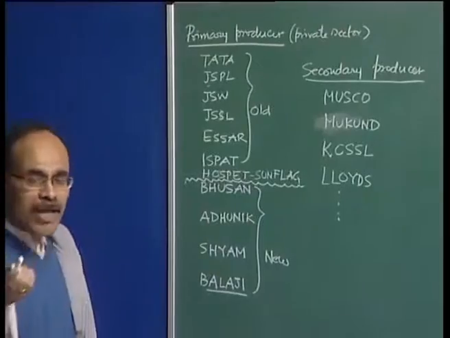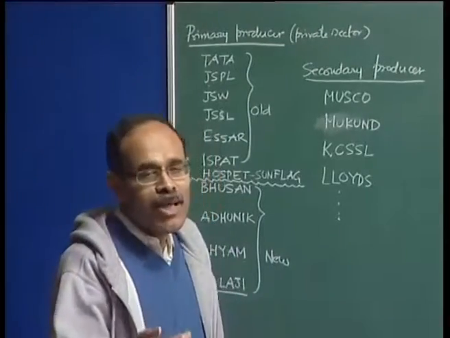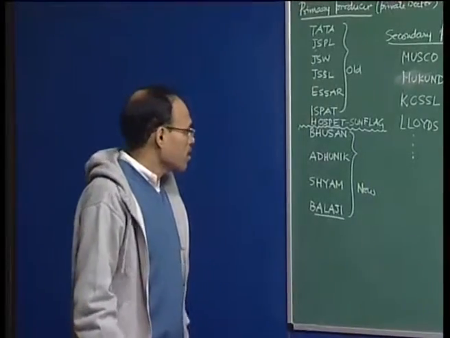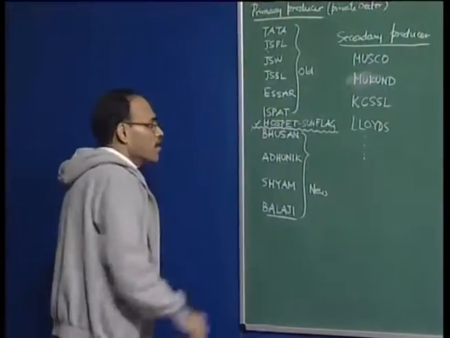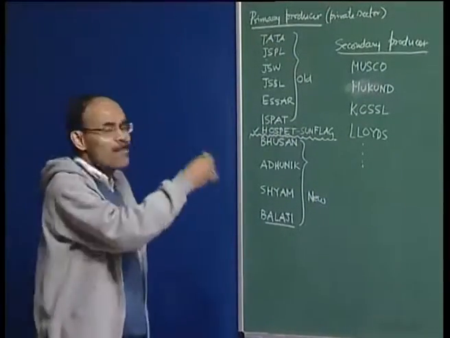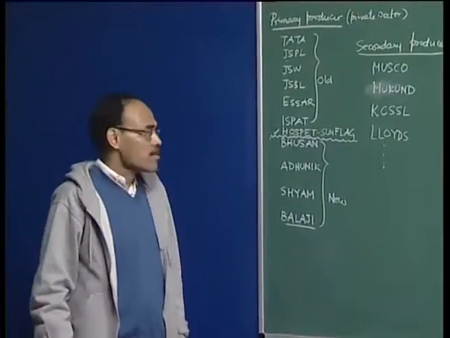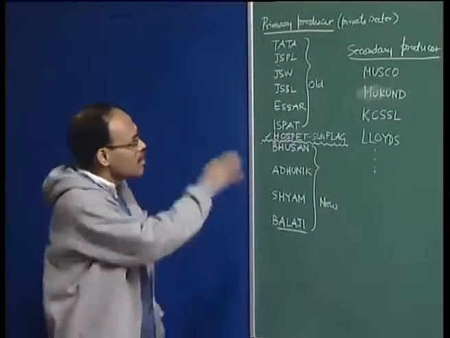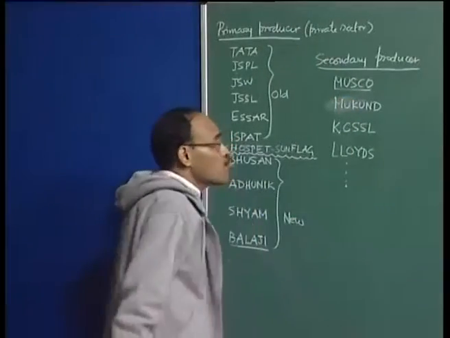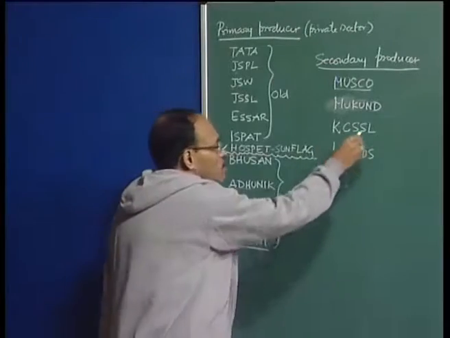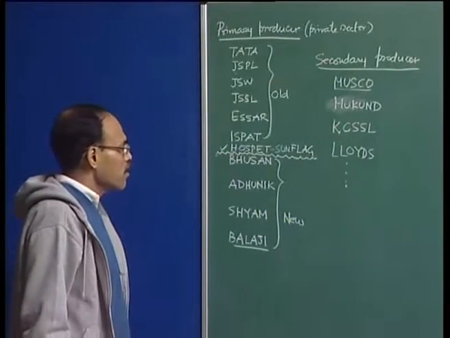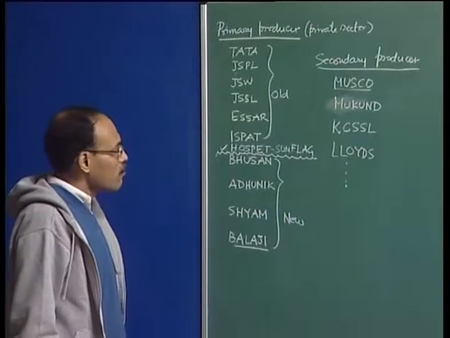When you talk of mini blast furnaces, you must be knowing that mini blast furnaces are about 50 to 300 meter cube. That's the volume of mini blast furnaces. Hospet Steel, for example, has a 350 meter cube blast furnace. And you have many secondary producers also, innumerable secondary producers. It's not possible to list all of them. I have listed some key players. Mukand is one, Mahindra Ugine Steel Company is one, Kalyani Carpenter Special Steel, Lloyds, and there are many other steel plants which are based on electric furnaces as well.